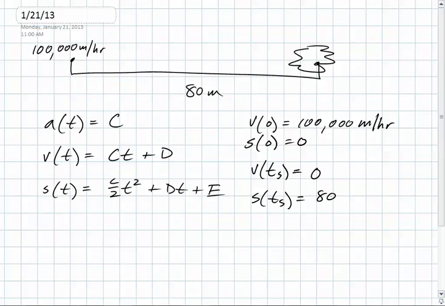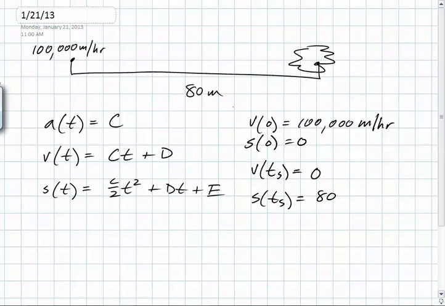We now have enough information to solve for, what are we eventually trying to solve for? C. Our target is C. So let's set up some simultaneous equations. Let's use this first one right here. The velocity at 0 is 100,000. So 100,000 is going to be equal to what? C times 0 plus D. So what's D equal to? 100,000.